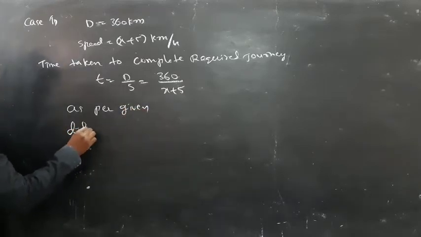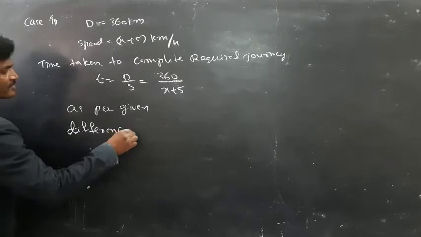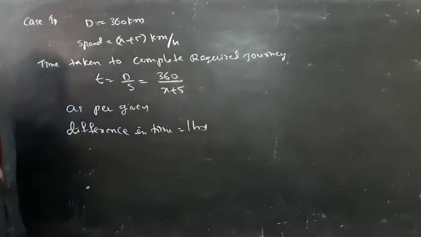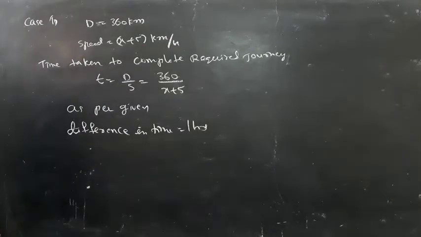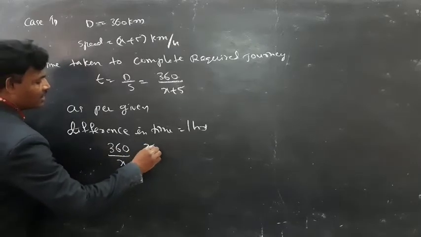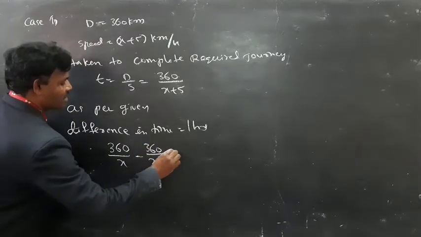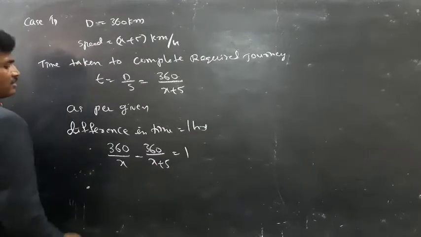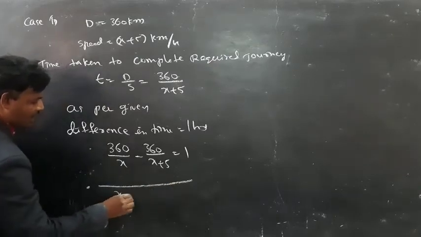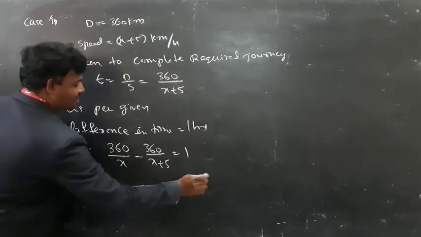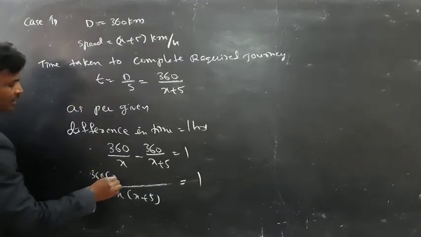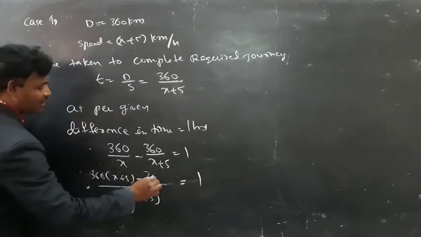Difference in time is equal to 1 hour. As per given, the difference in time is equal to 1 hour. It means 360 by x minus 360 by x plus 5 is equal to 1. What is the LCM here? x into x plus 5 is the LCM. So what is the remaining here? 360 into x plus 5 minus 360x.